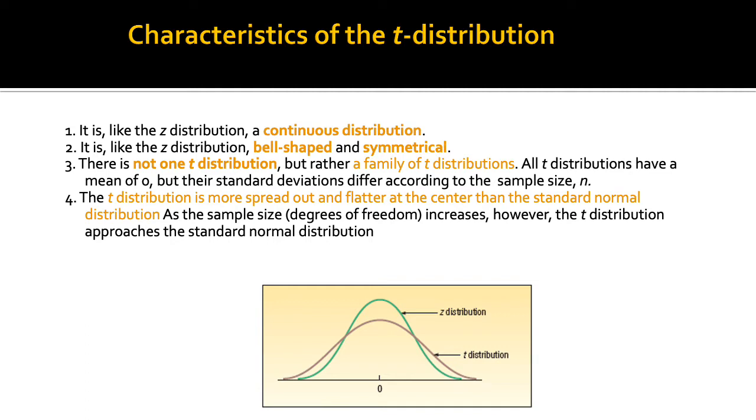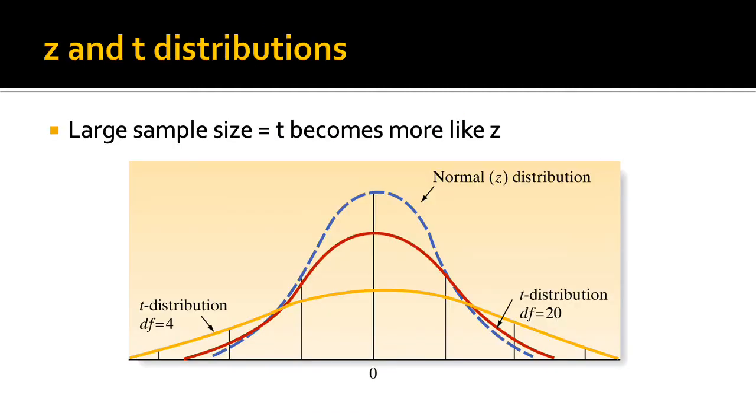Typically, when the sample size is larger, we'll see that the t will look more like a z-distribution. However, when the sample size is small, you'll see a much flatter t-distribution. The z and t distributions. So a large sample size will make the t-distribution be more like a z, and in fact, an infinite sample size will make the t exactly into a z-distribution.